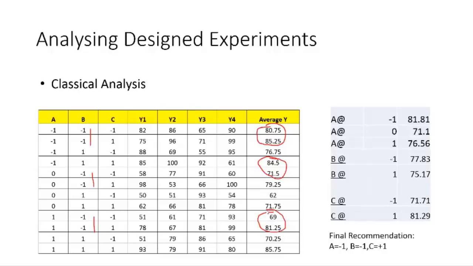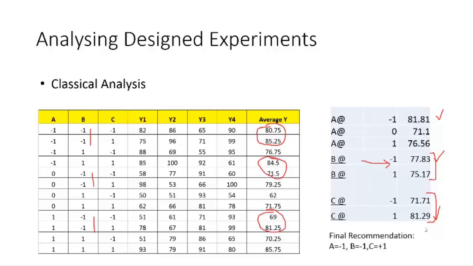So essentially that average would be B at minus 1, and that's 77.83. So you do the same process, and it's clear that A at minus 1 is the best, B at minus 1 is good because B at minus 1 is greater than B at plus 1, and C at plus 1 is good because that's better than C at minus 1. Okay, so that's essentially classical analysis, and it's a fairly heuristic approach, and it's like a first cut approach.